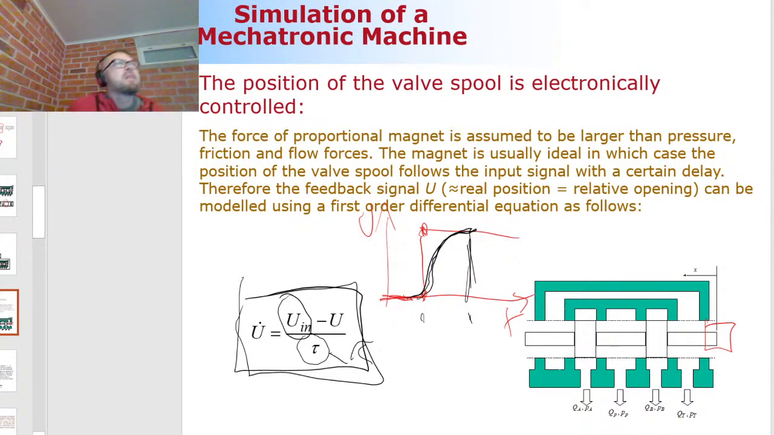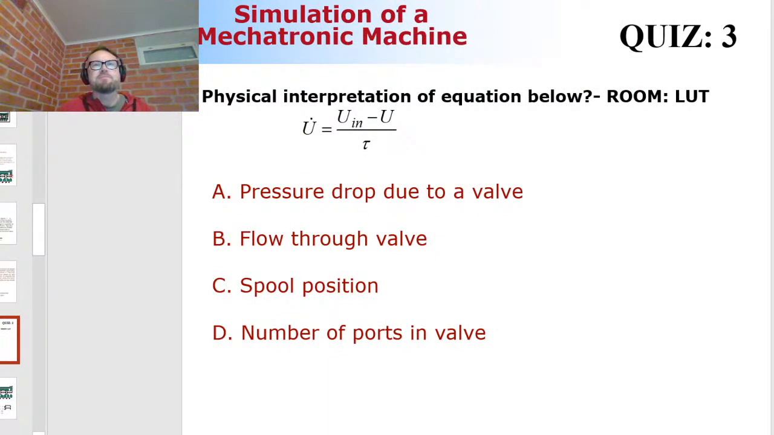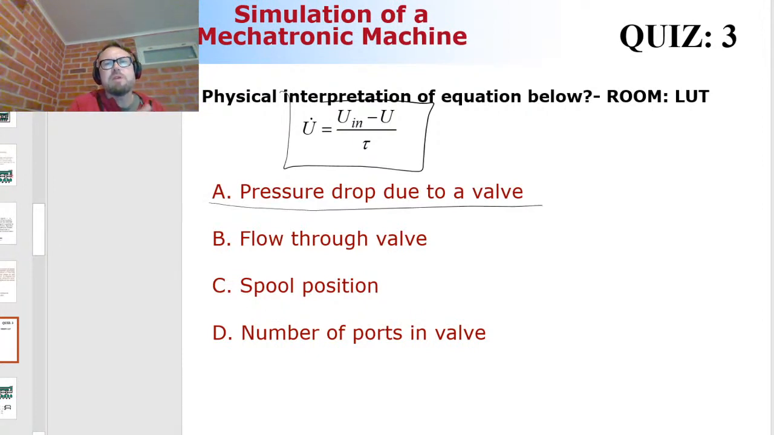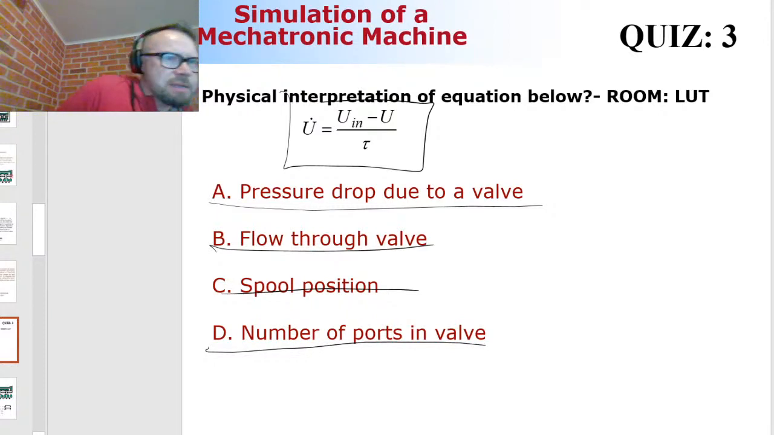Okay, so it says the physical interpretation of the equation below. Let me show it to you. Here it is. Physical interpretation of the equation below: pressure drop due to a valve, flow through a valve, spool position, number of ports in the valve. Only one is correct. Oh yeah, I see that the answers are coming, so let me move back here.